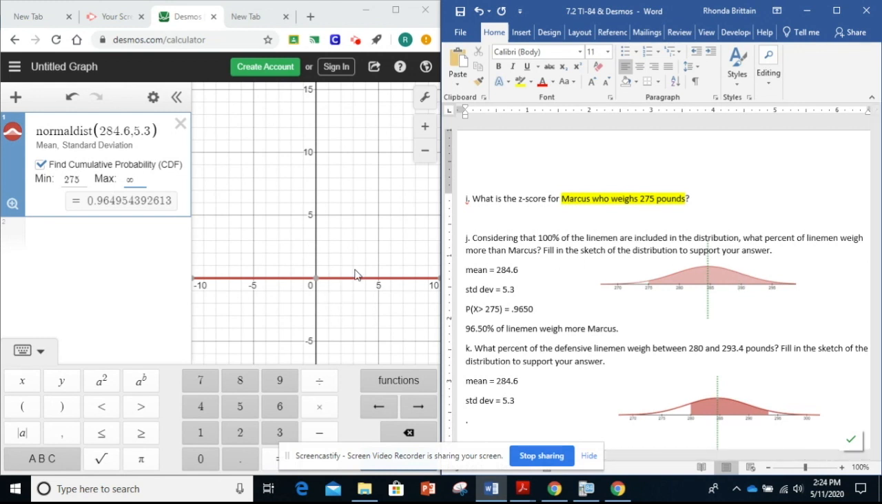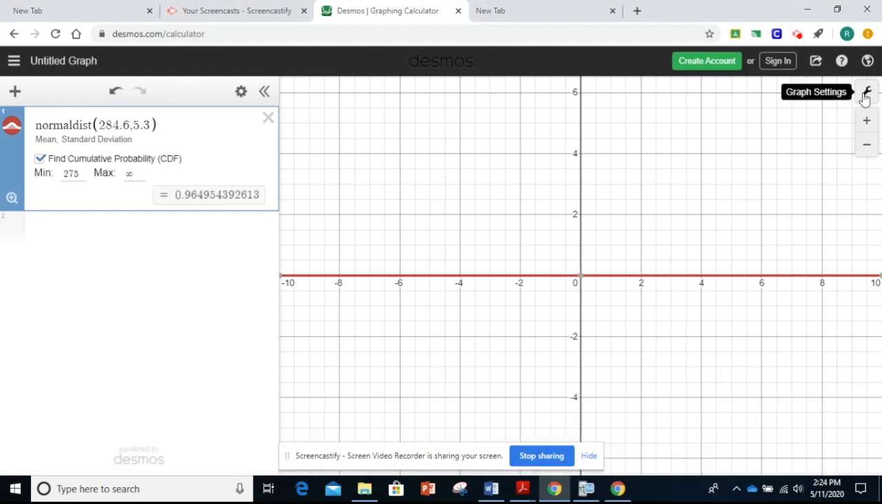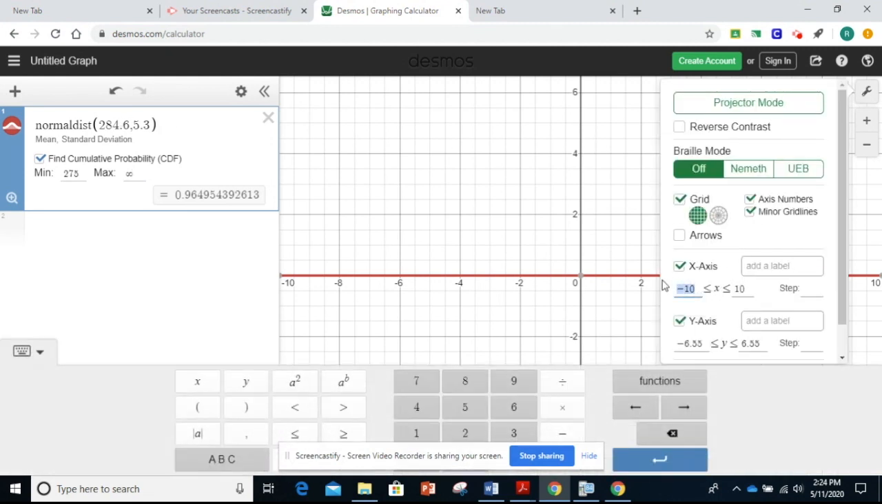Now, you can actually sketch this graph. In fact, that's how I created this to begin with. And so I'm going to go full screen here, but I would have to change my scale. So we know that the mean is 284.6. So I need to set those X values pretty big.